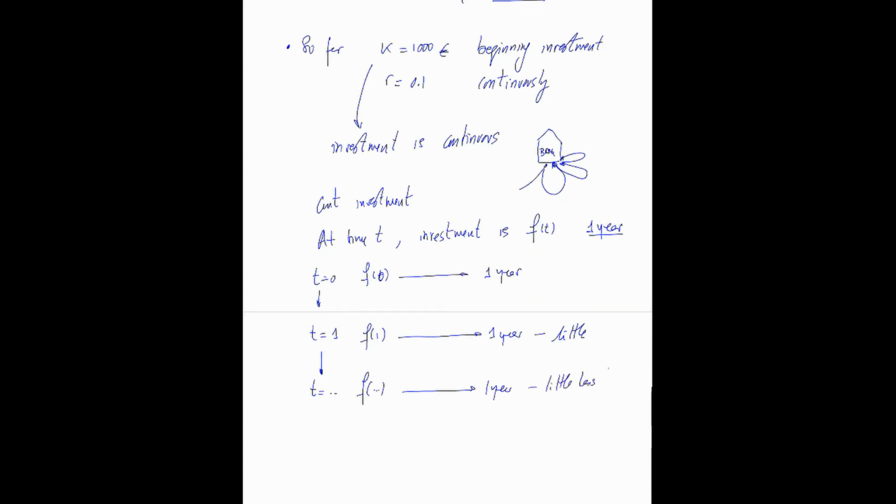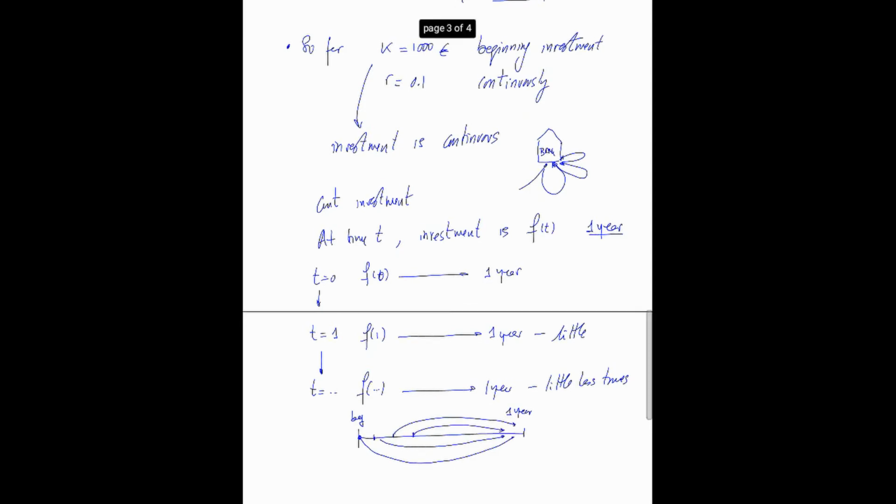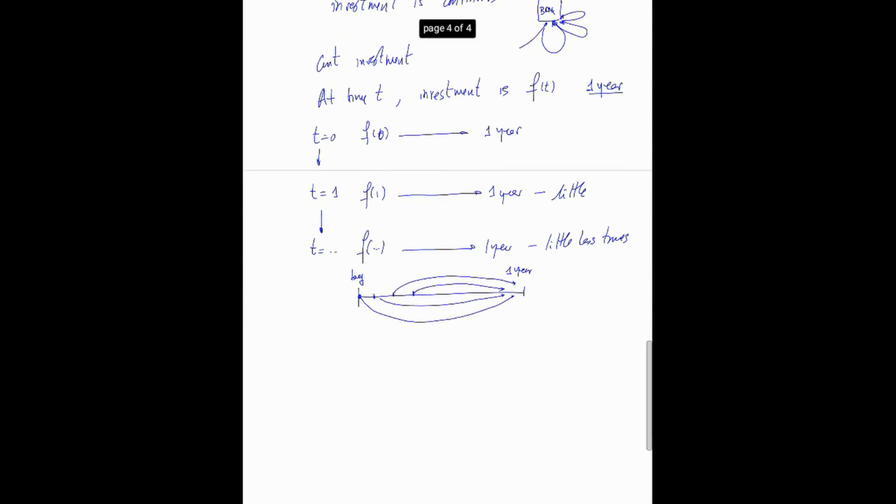As you are investing continuously, here is your figure on time: that's the beginning, and this is 1 year later. What you invest here stays for 1 year. When you invest a little bit later, it stays for less than a year, here less than a year, here even less, and at the end what happens? How do you get to this formula?